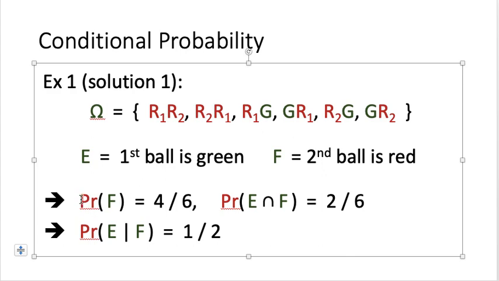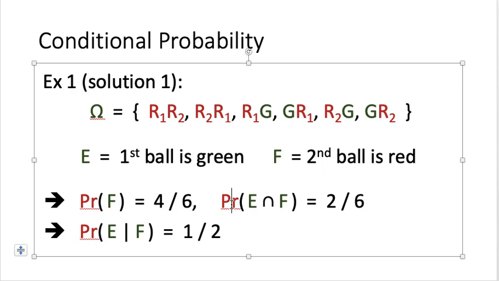So let us find out the probability of F. The probability of F concerns the second ball. What is the chance that the second ball is red? Let us take a look at the outcomes that correspond to this F. This outcome has the second ball red. This outcome has the second ball red. This outcome has the second ball red. And also this outcome has the second ball red. So there are altogether 4 outcomes out of these 6 that have the second ball red, and they are all equally likely. Because of this, probability of F is equal to 4/6.